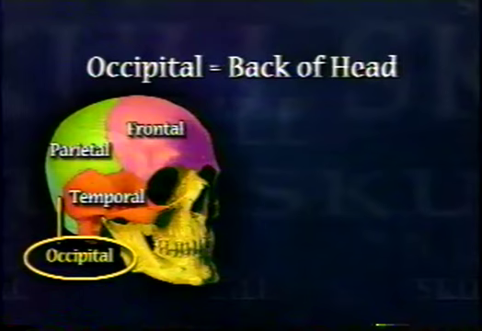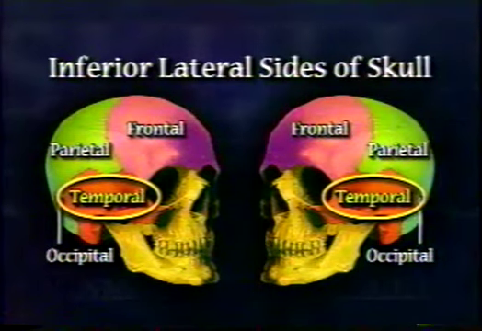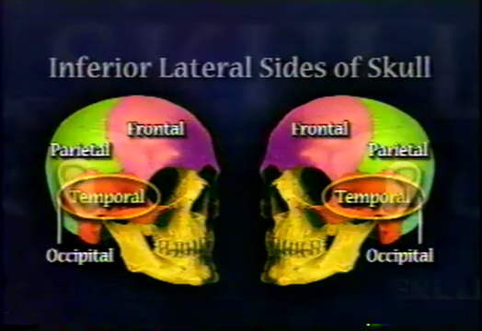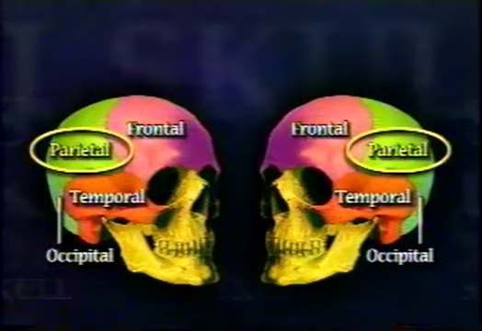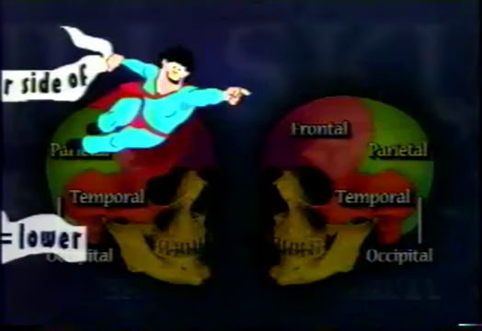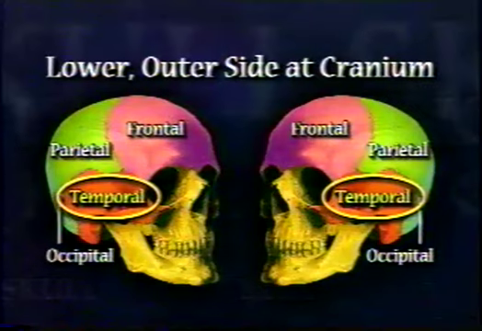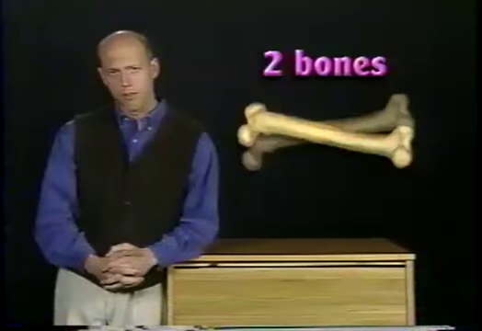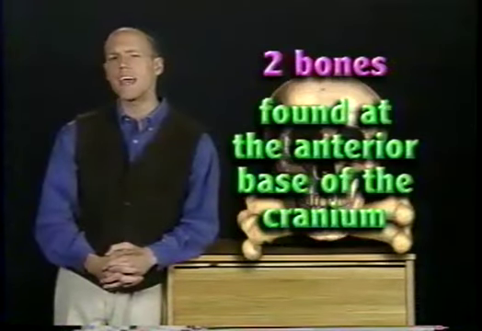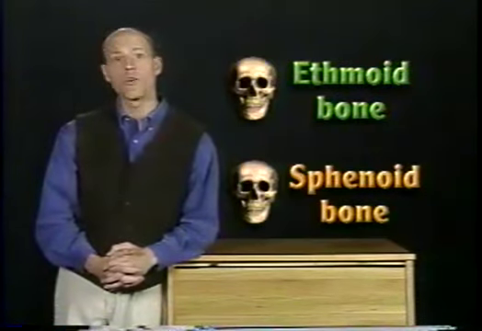And let's not forget the paired temporal bones. These bones form the inferior lateral sides of the skull at your temples, just over your ears and below the parietal bones. Remember, inferior means lower, and lateral means outer side of. So the temporal bones form the lower, outer side of your cranium. There are also 2 bones found at the anterior base of the cranium. These are the ethmoid bone and the sphenoid bone.